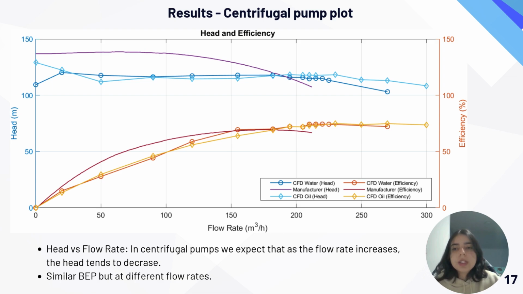For the oil curve, we can see its behavior is pretty similar to the water's. This is unexpected, as the oil should have lower head due to its viscosity. As for the efficiency for all curves, BEP is consistent around 70%. However, each curve reaches it at different flow rates, being the oil the highest one. Also, a lower head at the BEP compared to the manufacturer's value could mean that the pump may not perform as expected in real applications.